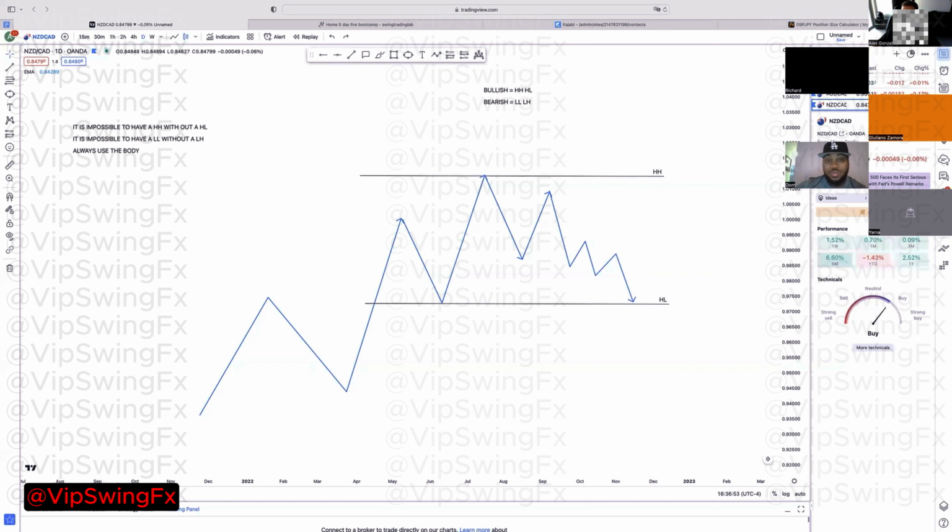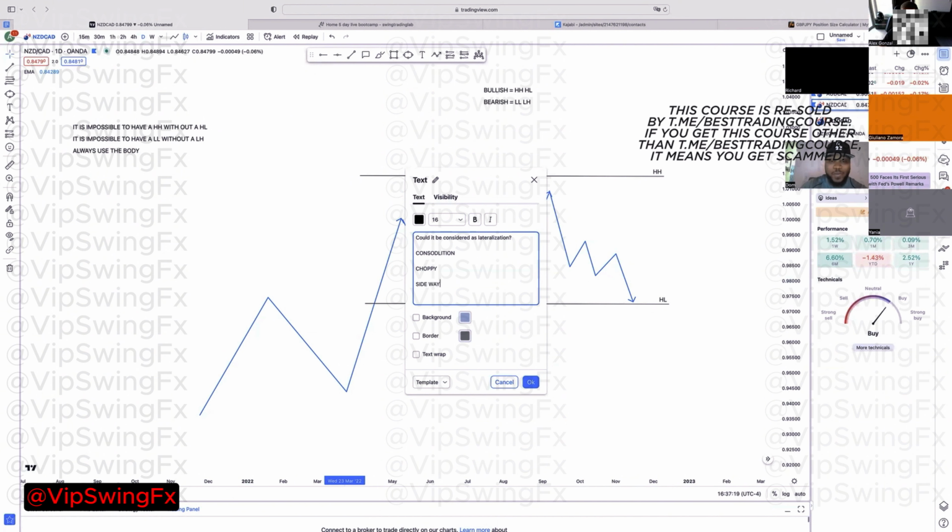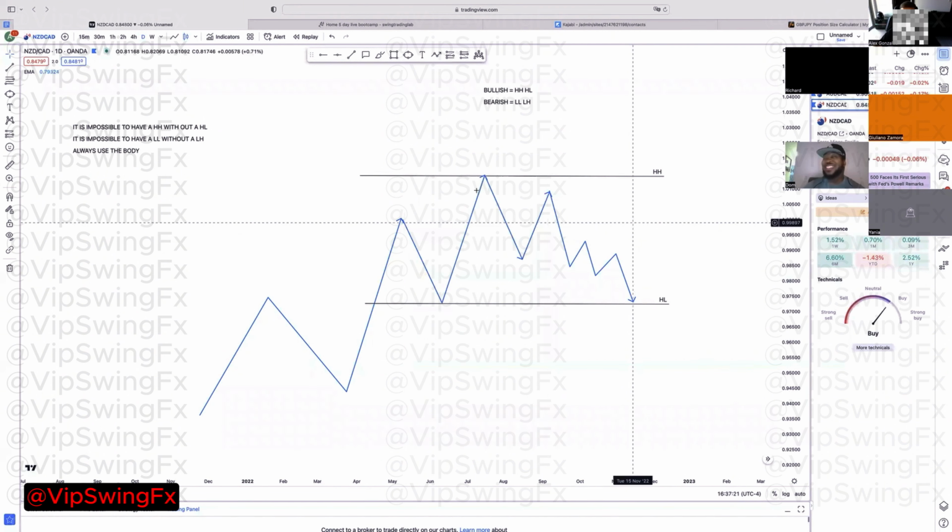Could it be considered as lateralization? So I feel like this is a new word for consolidation. This is why I like having all of the questions come to me, because I could call you out directly without calling you out directly. So whoever asked me the question, they know, right? Could this be considered lateralization? So I guess this means consolidation, choppy, sideways, whatever you want to call it. It's the same word, right?